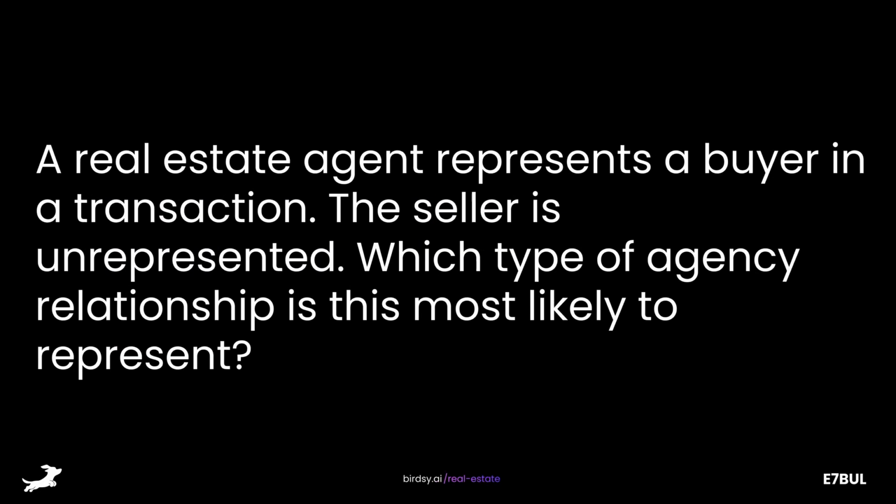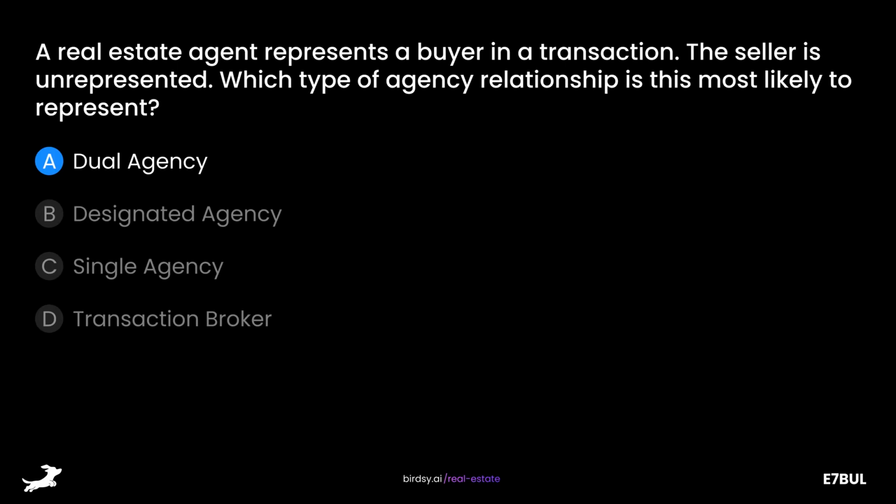A real estate agent represents a buyer in a transaction. The seller is unrepresented. Which type of agency relationship is this most likely to represent? Is it A, dual agency, B, designated agency, C, single agency, or D, transaction broker? The answer is C, single agency.